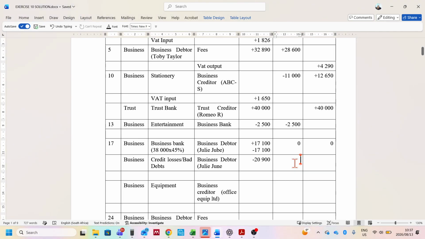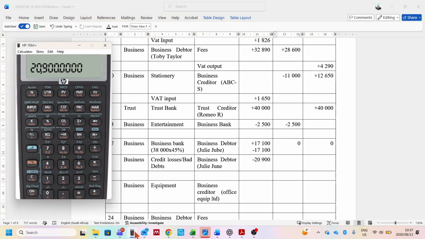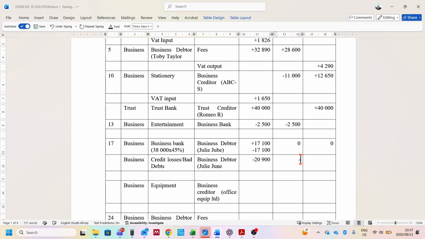So this means that our losses will be at a what? VAT exclusive amount. So this means that over here, to calculate the losses, we'll say 20,900 divide by 1.15. This will then give you 18,174, which is the loss that we just lost as an income, which is the VAT exclusive amount. So over here, you'll indicate we lost minus 18,174.